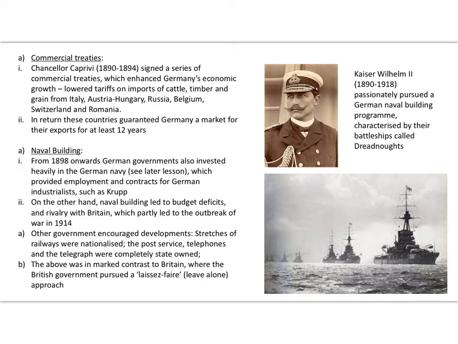So it kind of counterbalanced protectionism, those sort of commercial treaties. Okay, but again, that's examples of government intervention that you need to be aware of. And then the next feature, very important, and we'll look at this when we do depth study 1. From 1898 onwards, German governments invested very heavily in German naval building. Okay, the building of a German navy.